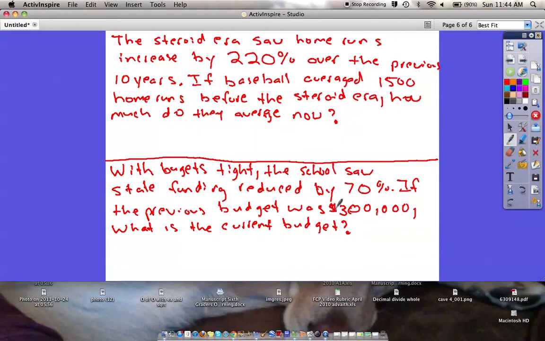I think you can read them, but basically what this one is saying is, the steroid era saw home runs increase by 220% over the previous 10 years. So steroid era home runs, I'm talking about baseball, like Major League Baseball here, okay? So that means that over the last 10 years, home runs have really increased, and they've increased by 220%. And I say that if baseball averaged 1,500 home runs before the steroid era, how much do they average now? So basically we're saying that this is what they had before. After the steroid era, we saw this much of an increase. So how much do they average now?